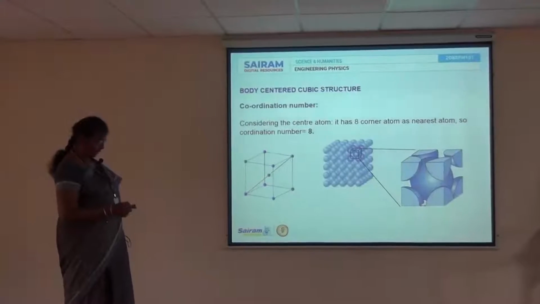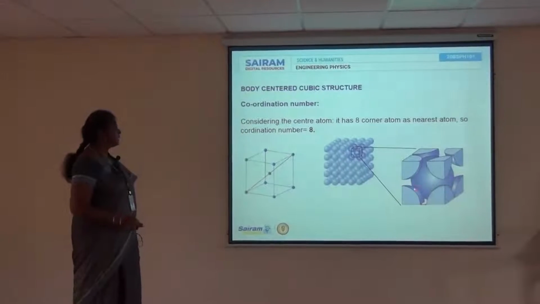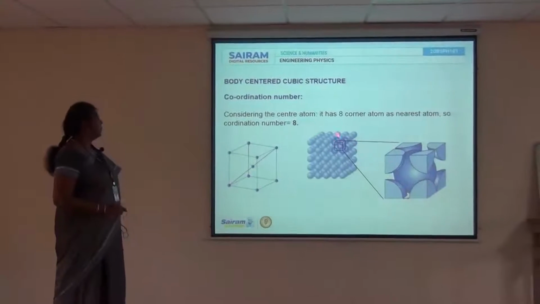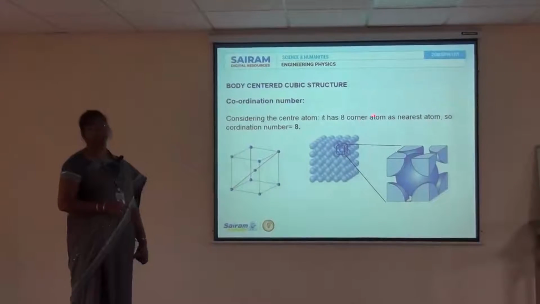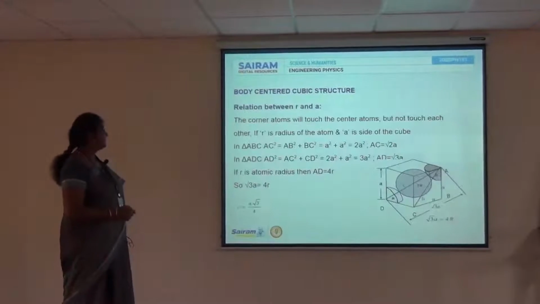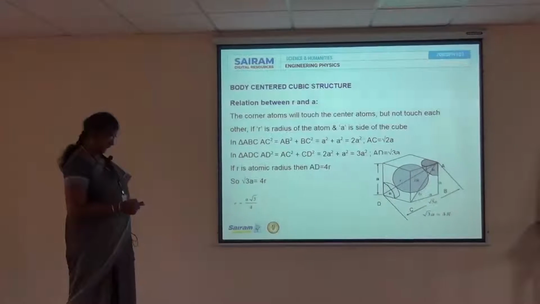And next is your coordination number. You can see this body centered atom touches the 8 corner atoms. So obviously, the coordination number for the BCC structure is 8. And next is the relation between R and A.